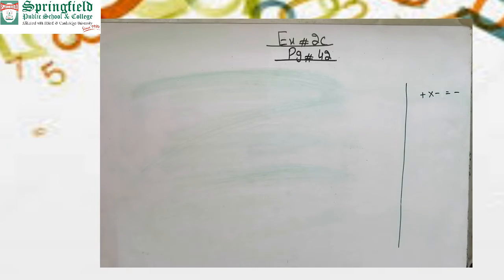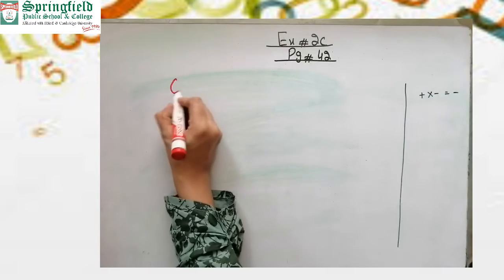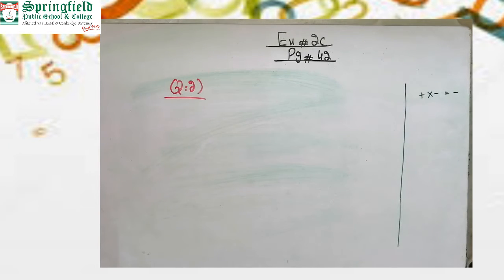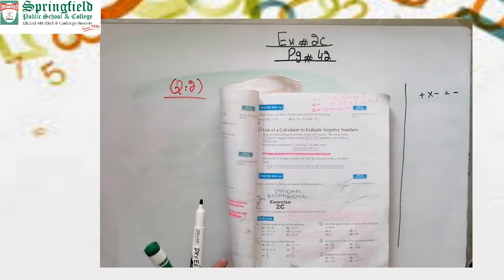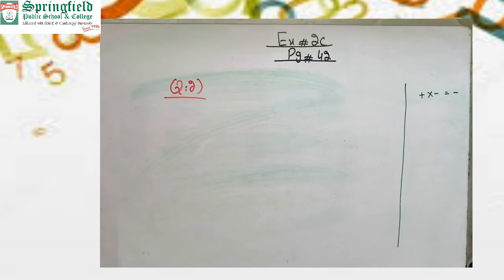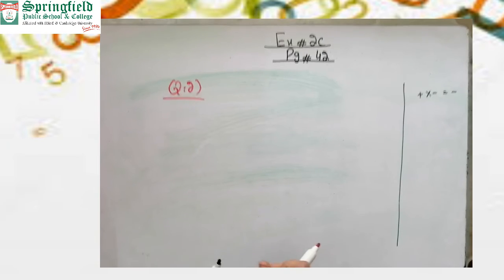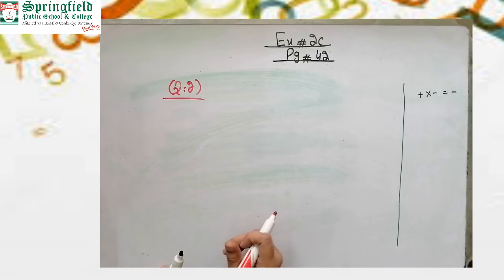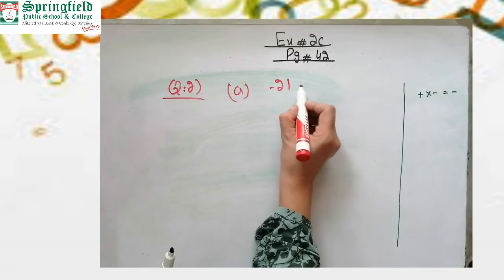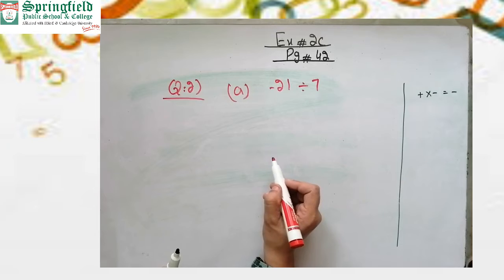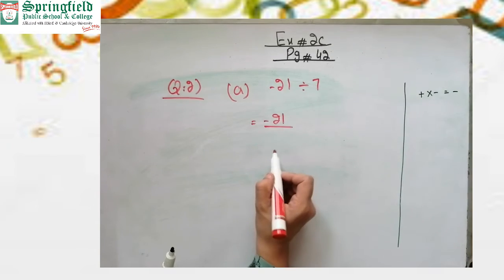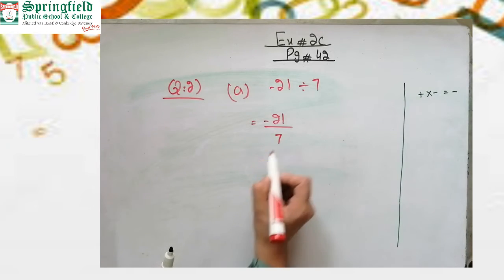Question number 2. They are saying that solve these questions. Fine. So division. In question number 2, the division of the negative numbers is based. Okay, now A part, minus 21 divided by 7. So what will be the answer? Minus 21, sorry, we will write minus 21 divided by 7.